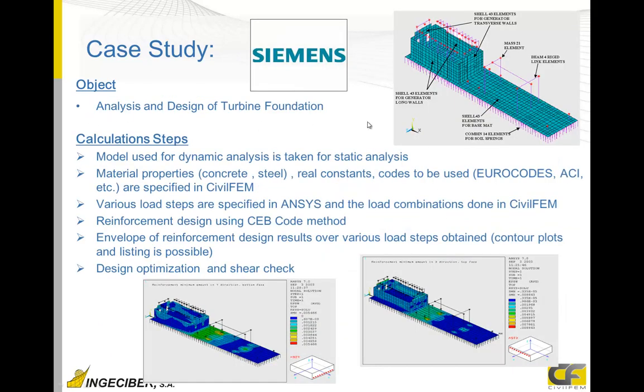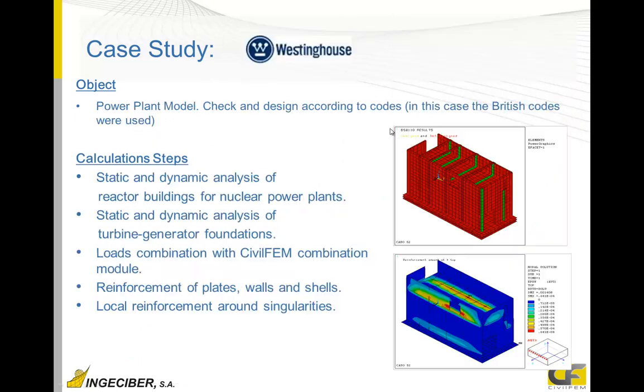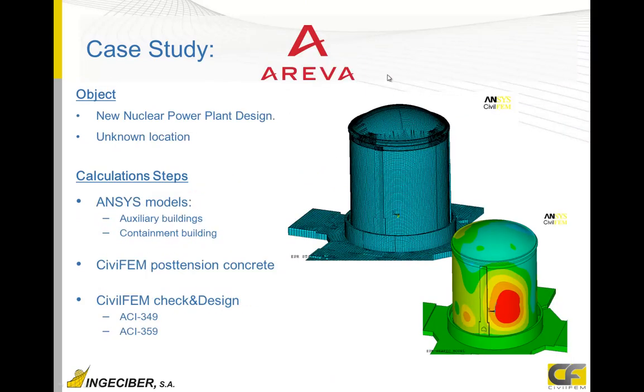Another case study is a turbine foundation, where the reinforcement amount was also calculated by Siemens. Westinghouse also used it for a similar model. Areva has been designing in the last years. Areva USA in Charlotte, North Carolina, has been designing a new nuclear power plant model, this containment building, using ACI 349 and ACI 359, which are 2 nuclear codes. And well, this is a plot of the model.